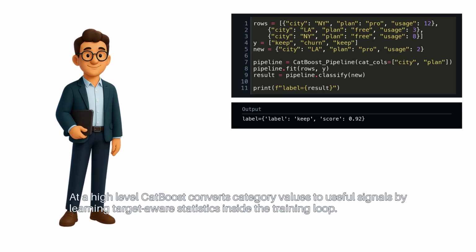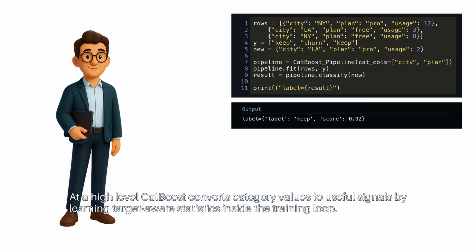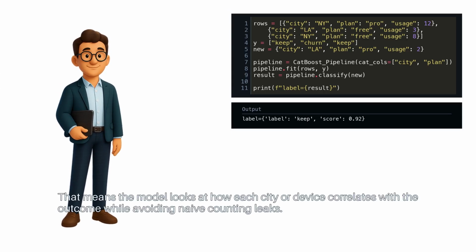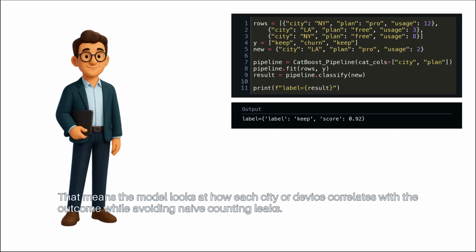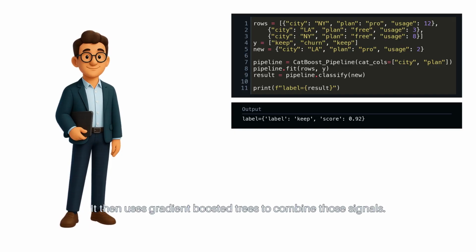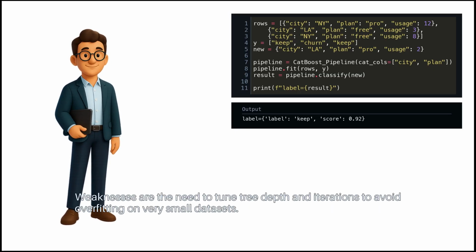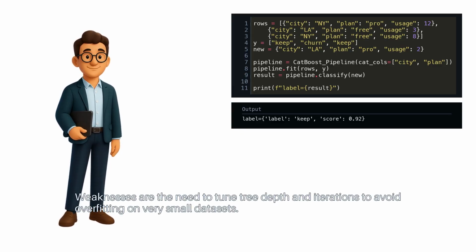At a high level, CatBoost converts category values to useful signals by learning target-aware statistics inside the training loop. That means the model looks at how each city or device correlates with the outcome while avoiding naive counting leaks. It then uses gradient-boosted trees to combine those signals. Strengths are low setup cost and good performance on mixed data. Weaknesses are the need to tune tree depth and iterations to avoid overfitting on very small datasets.